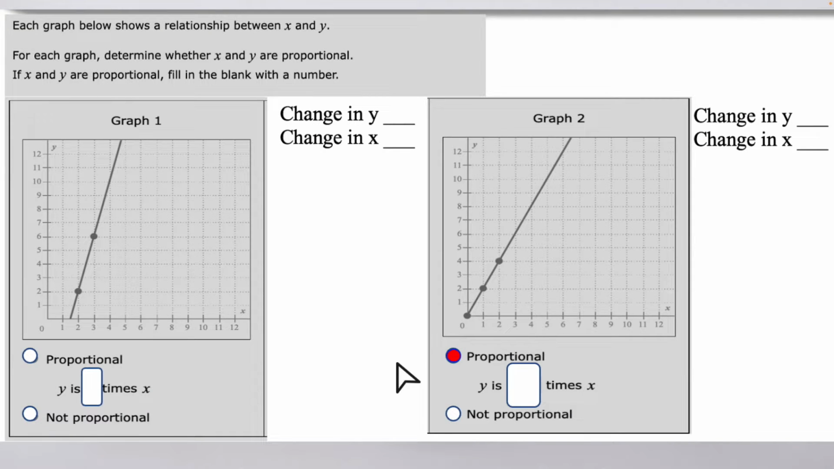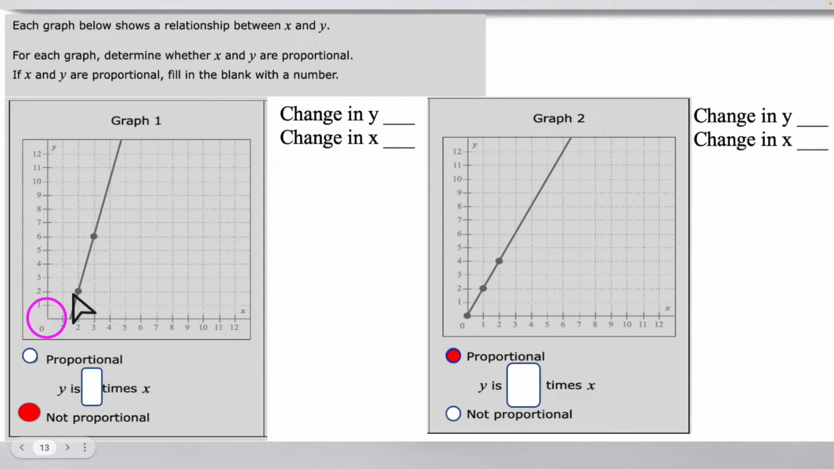So we have, each graph below shows a relationship between x and y. For each graph, determine whether x and y are proportional. If x and y are proportional, fill in the blank with a number. So with this one, the main thing to notice here is that I'm not starting at 0, so this immediately is going to be not proportional. And if we think about that, if I look at this point, so this looks like maybe 1.5 over here, and I'd have to go up 2 on this one. So to get to this line, I'm going from 0 to 2.